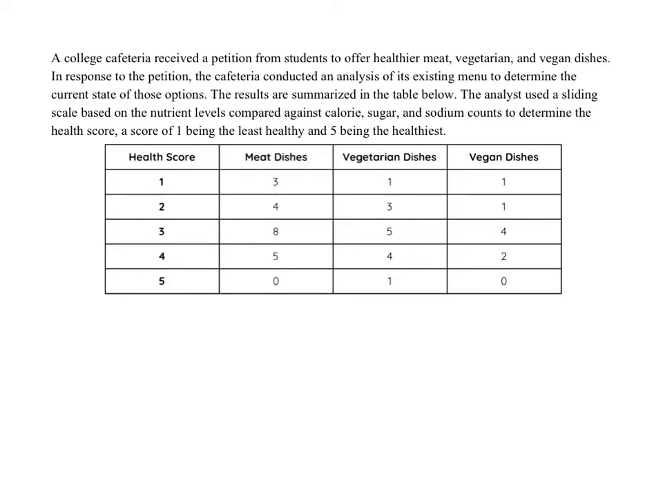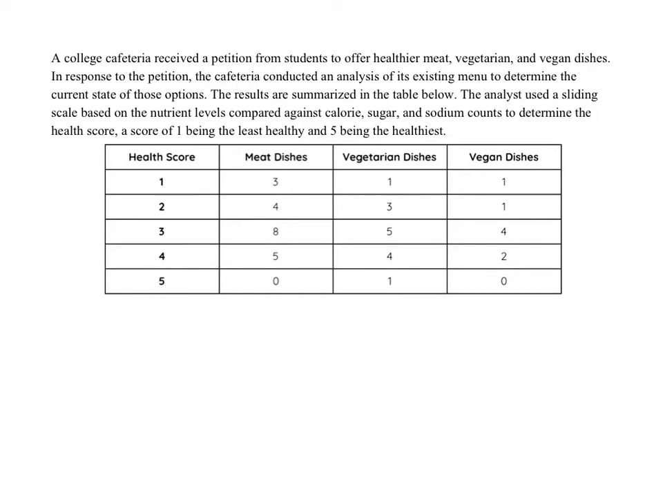The analyst used a sliding scale based on nutrient levels compared against calorie, sugar, and sodium counts to determine the health score, a score of 1 being the least healthy and 5 being the healthiest. So these are the dishes that the cafeteria currently serves, and they've categorized each of them into one of these 3 categories. They're either a meat dish, a vegetarian dish, or a vegan dish, and then they've been scored based on how healthy they are, a 1 being very unhealthy and a 5 being the healthiest option they have.